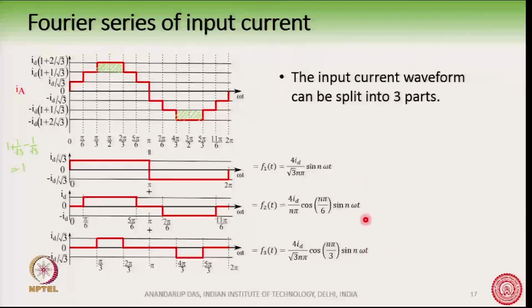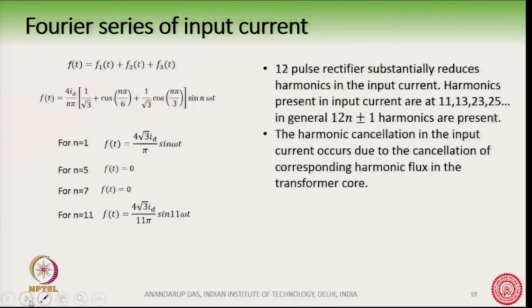If we add all these 3 together, then we get the total f t of the whole waveform. So, f t is f 1 t plus f 2 t plus f 3 t, and so we write the total expression of f t here, 4 I d by n pi and this big expression here.